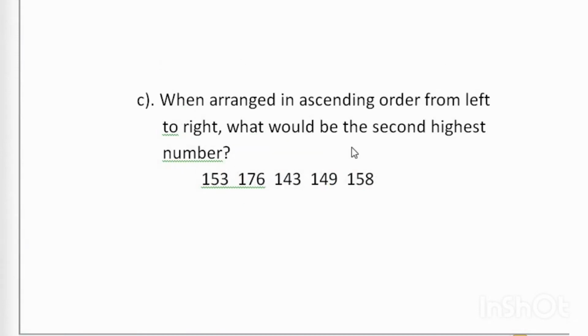Next question, when arranged in ascending order from left to right, what would be the second highest number? Ascending order means from smallest to largest. So when arranged in ascending order from left to right, it will become like this. And the question is, what would be the second highest number? Which is the highest number? 176 and the second highest number is 158. So the answer is 158.